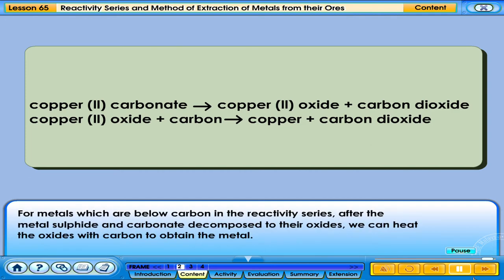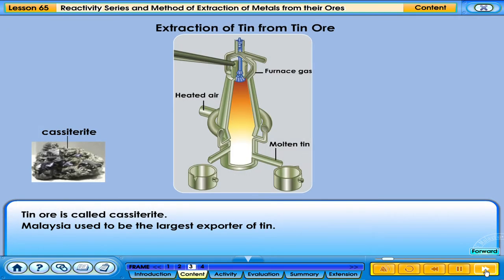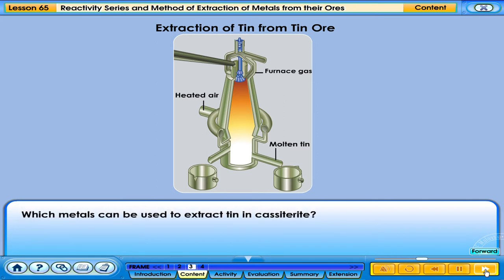For metals which are below carbon in the reactivity series, after the metal sulfide and carbonate are decomposed to their oxides, we can heat the oxides with carbon to obtain the metal. Tin ore is called cassiterite. Malaysia used to be the largest exporter of tin. Which metals can be used to extract tin in cassiterite?